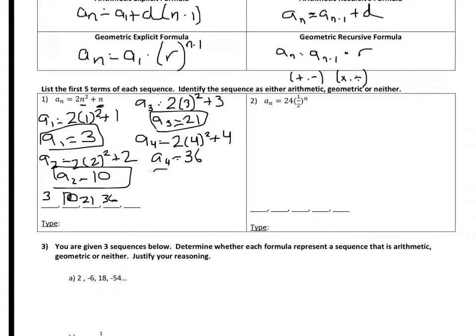Okay, and the last one is the fifth term. So we have 2 times 5 squared, because 5 is going in for n, plus 5. Order of operations, 5 squared is 25, times 2, which is 50, plus 5, which is 55. So our last term is 55. Remember, we plug in the term number we're looking for.